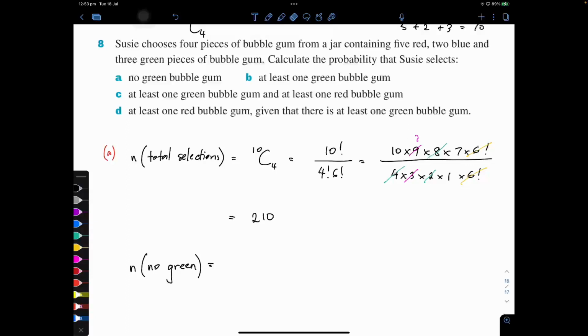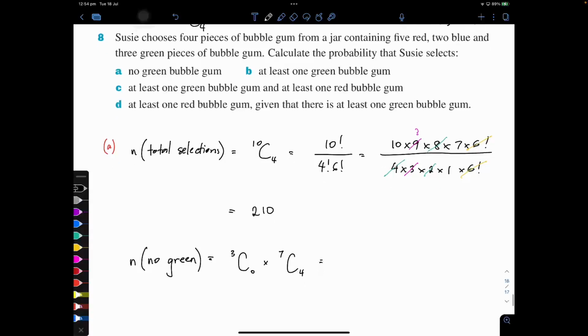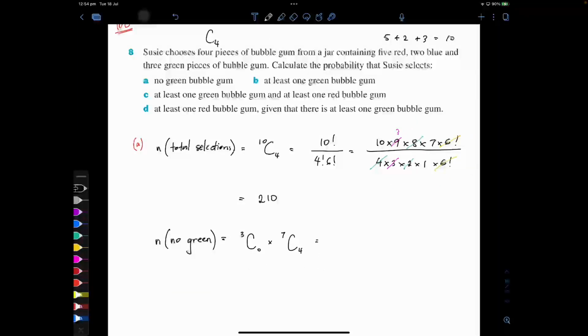3 choose 0 times the remaining, which is 7 choose 4. Okay. So we want to choose 0 green pieces of bubble gum, right? And there's 7 pieces of bubble gum left over. And from that, we're going to choose all 4 of them. Yeah, and we don't care if it's a red or a blue, as long as there's no green. You say 4. No green.